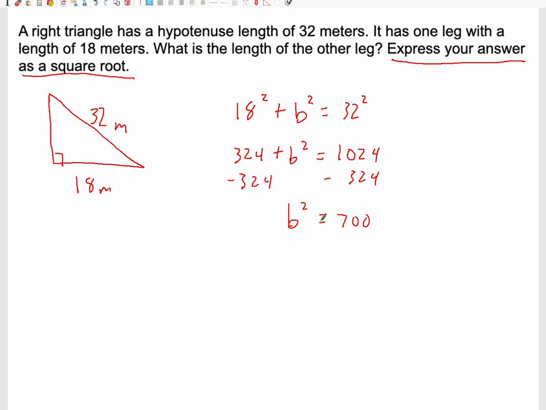And so we can't leave our answer like that. They'd say express your answer as a square root. So we're just going to say b equals the square root of 700. And that's it. If you typed in the answer 24.5 or whatever it is, they would count that wrong. They don't want you to round it or estimate it. They want you to leave it as a square root. So follow the directions if it says to enter your answer a certain way.